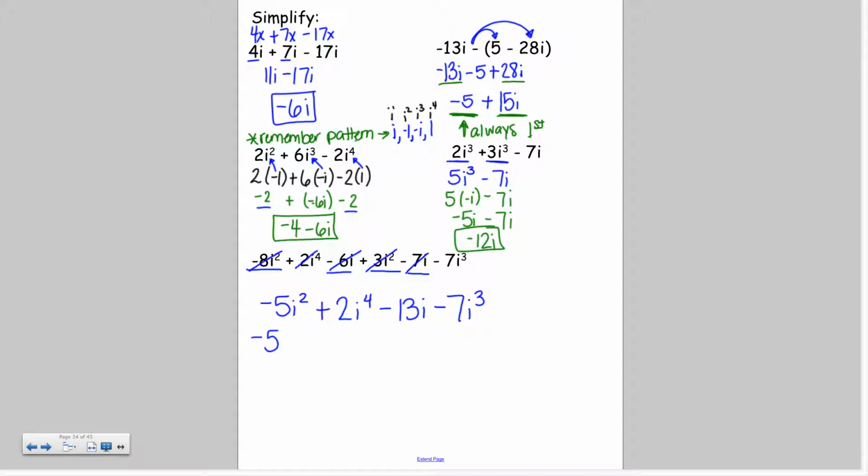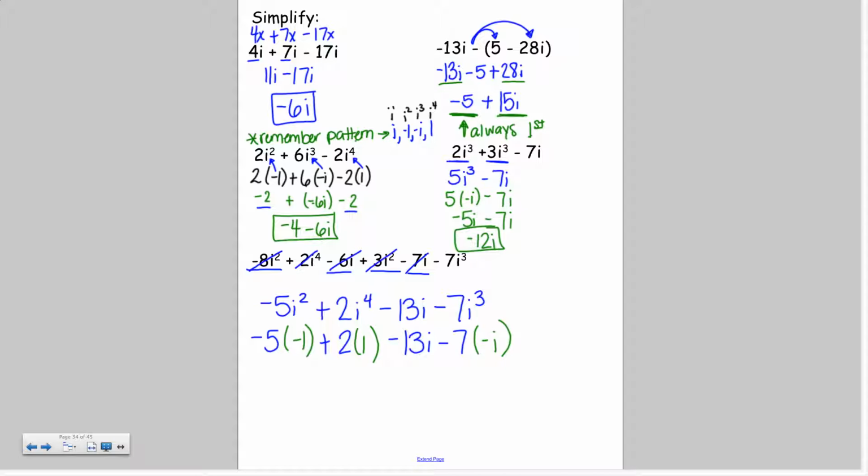Negative 5i squared is a negative 1 plus 2. Then i to the fourth is 1, minus 13. And i is just i, so we're going to leave it. Minus 7. And then i cubed is negative i.